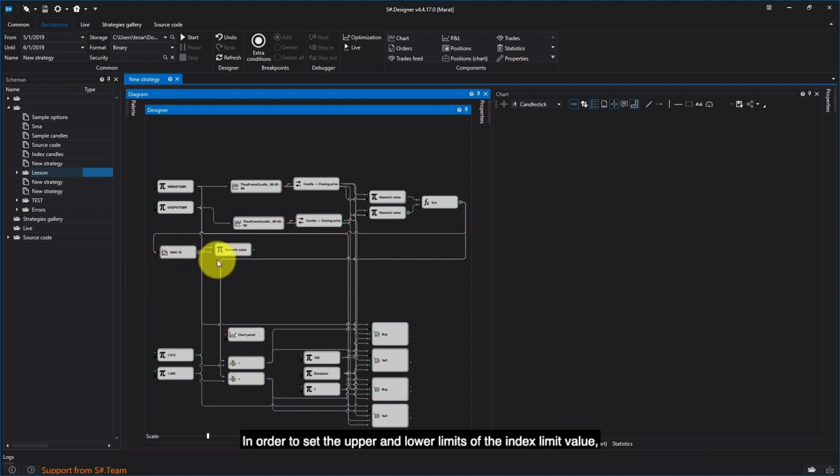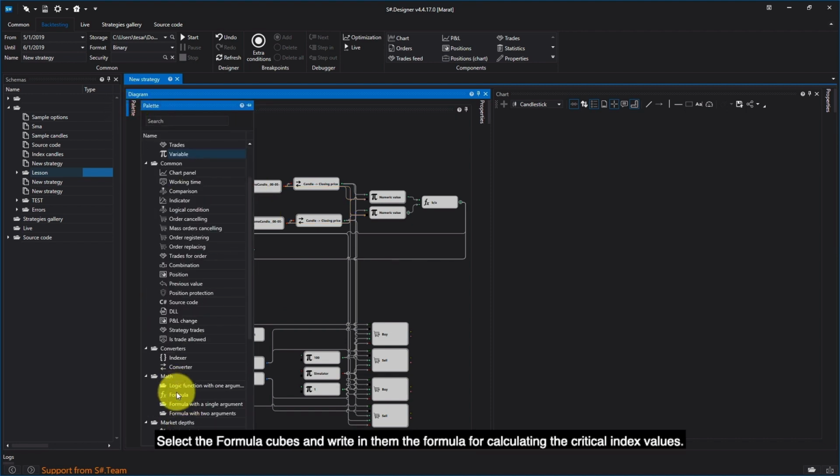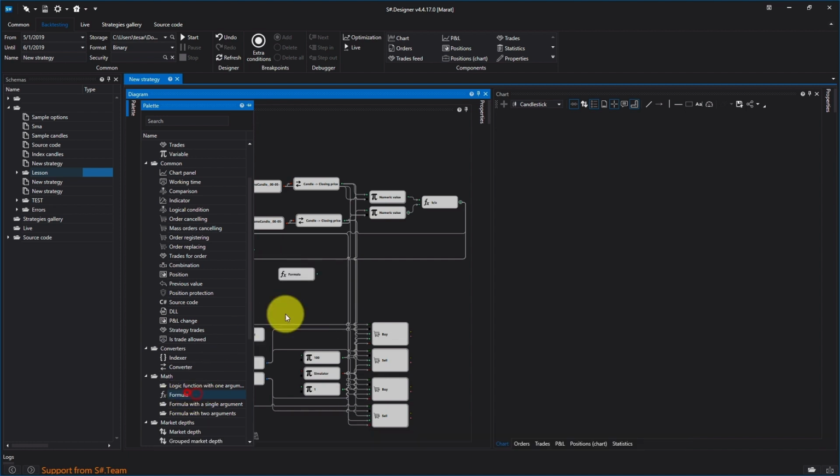In order to set the upper and lower limits of the index limit value, use the formula cubes, in one of which the upper value will be calculated, in the other, the lower one. When the index of calculated limits is reached, the strategy will trade in a set direction. Remove unnecessary cubes. Select the formula cubes and write in them the formula for calculating the critical index values.